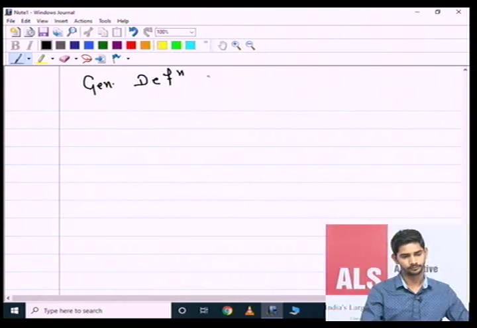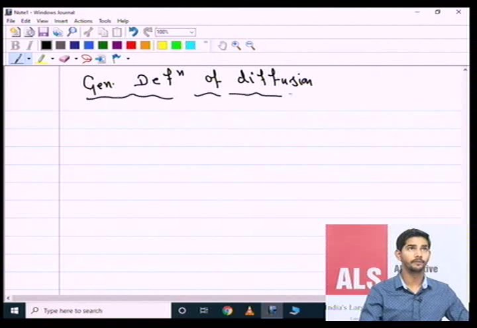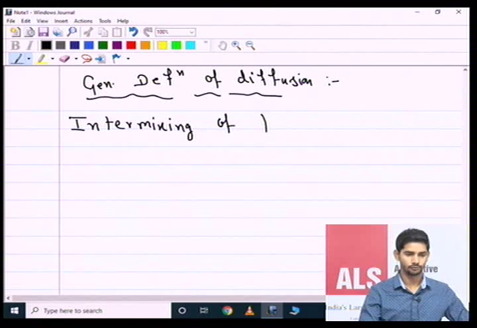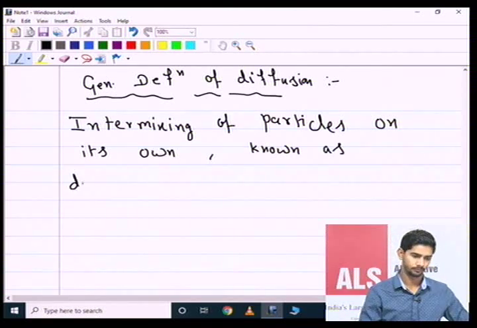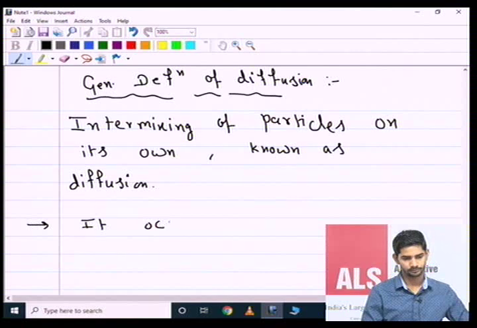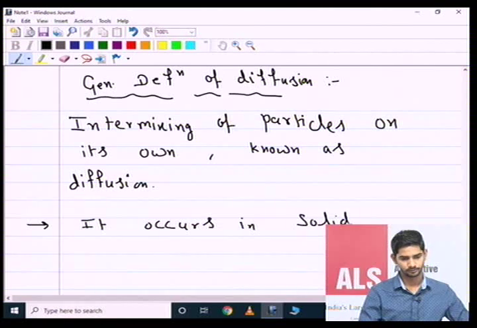General definition of diffusion, which is applicable to solid, liquid and gas: the intermixing of particles on their own is known as diffusion. It occurs in solids, liquids, and gas.